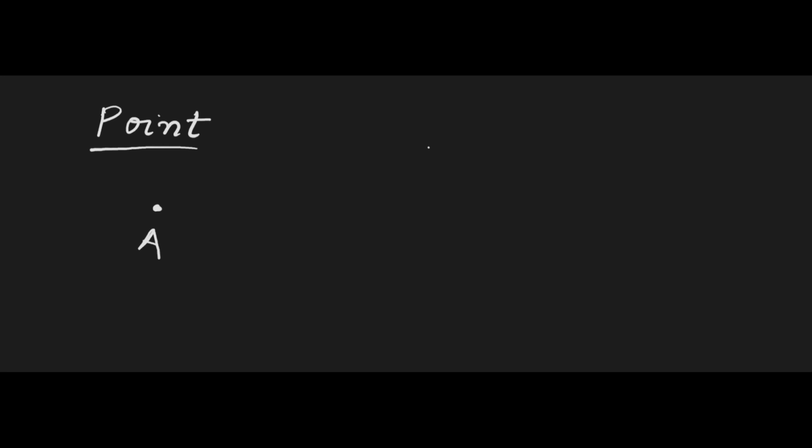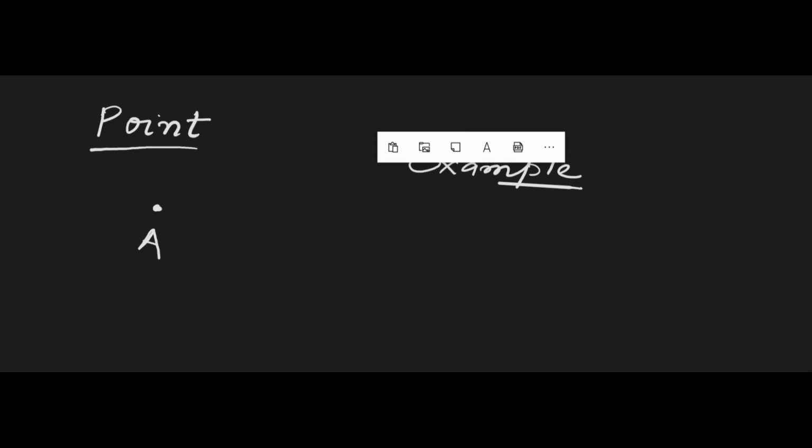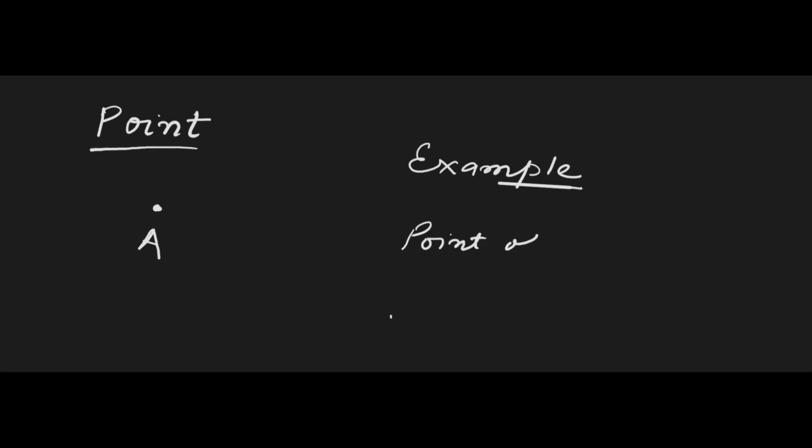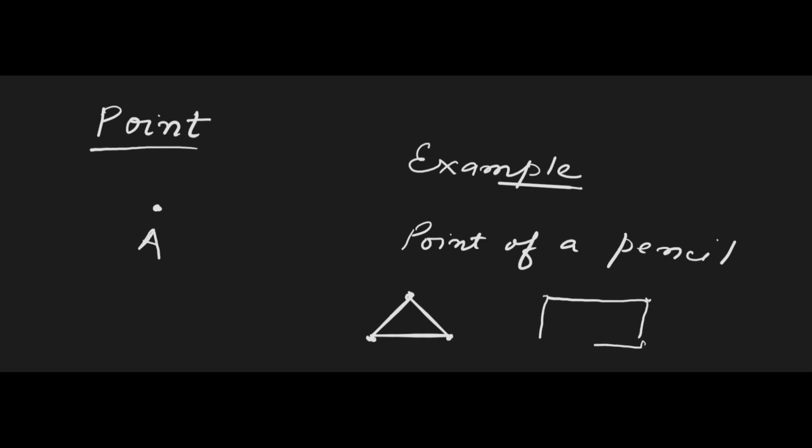For examples, we can take the point of a pencil, or the point of a cone, or a corner of a rectangle or square. This is also called a point. In this figure also you can see this is a point.